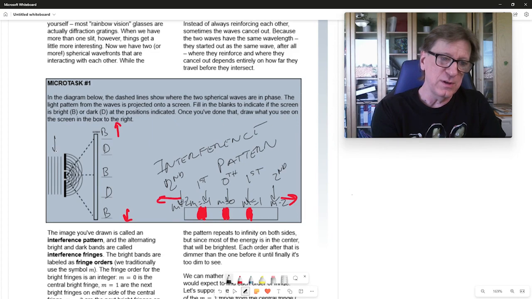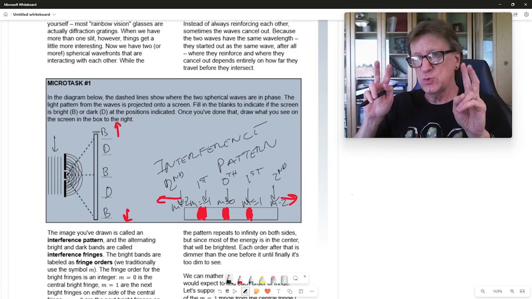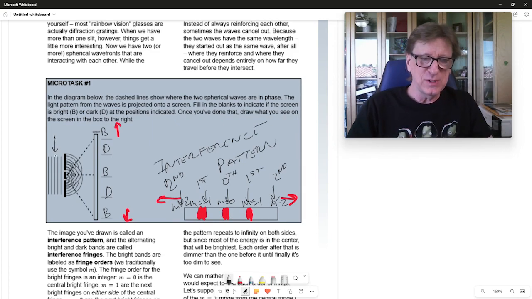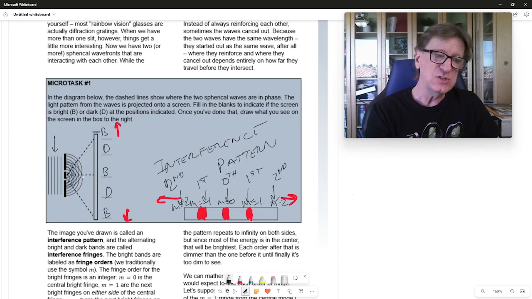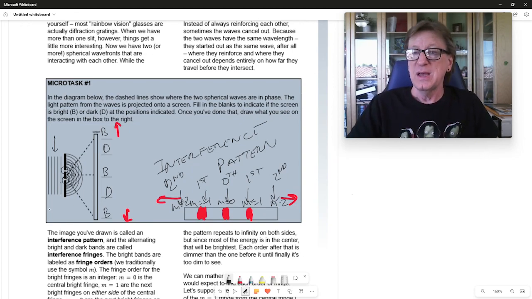Take a look over here. I've been talking about having two lasers. I don't actually have two lasers in this particular case, do I? I have a single laser that's firing upon these two slits. But remember, because each one of these slits has its own wave emitters as it comes through, it acts like I have two lasers there.